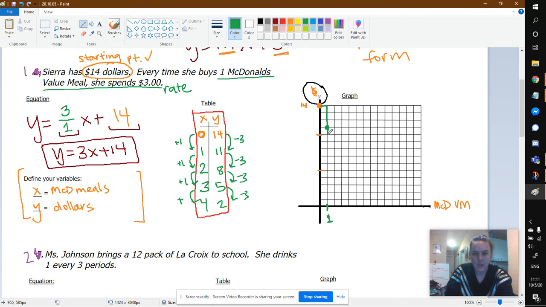We go down $3 over one Happy Meal. Down $3. Sorry, I always say Happy Meals. Down $3 over one value meal. And then we can connect these dots. And that is our linear graph.